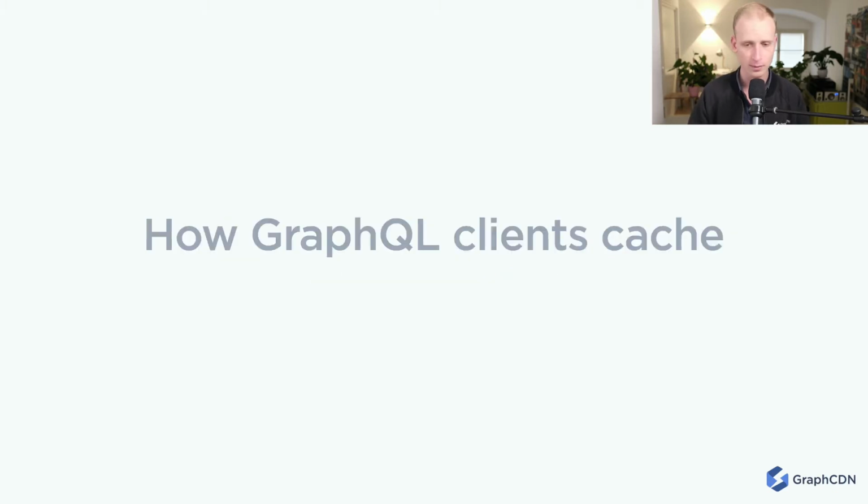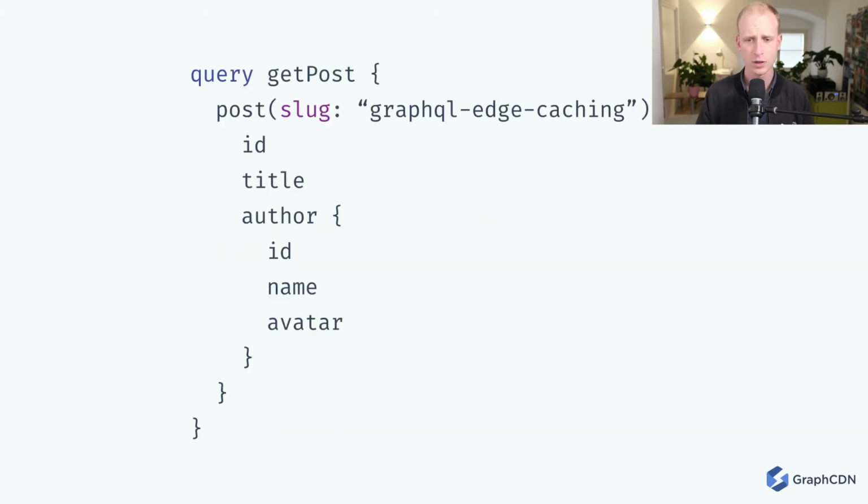Well, let's dive a little bit into how GraphQL clients cache and why, honestly, GraphQL is kind of perfect for caching. If you look at a standard GraphQL query like this one, which queries a post field, passes in an argument, slug graphql-edge-caching, so we're loading that specific post, and then it fetches its ID, title, and of its author, it's also fetching its ID, name, and avatar.